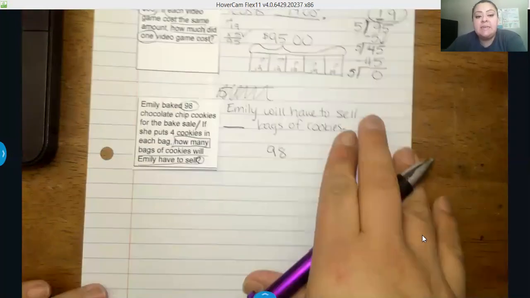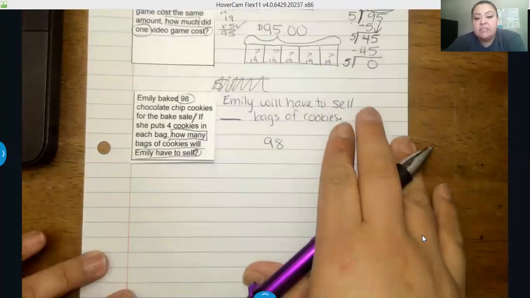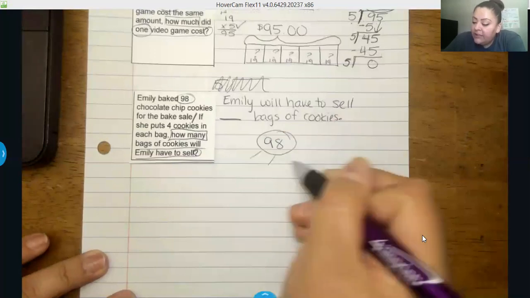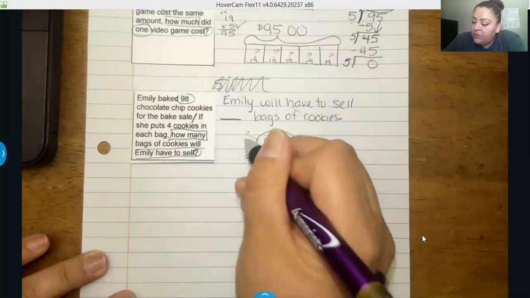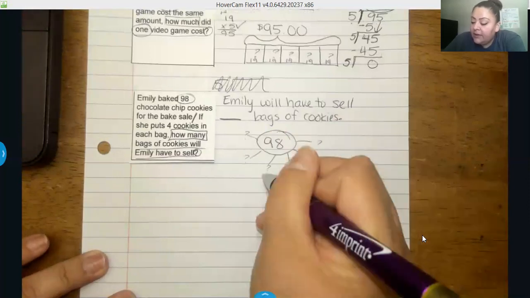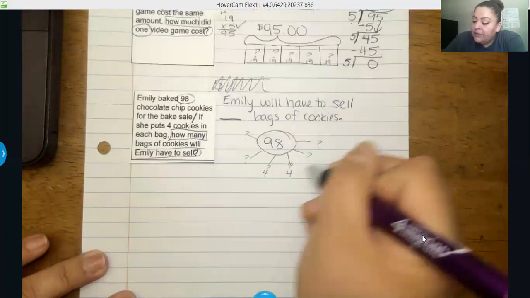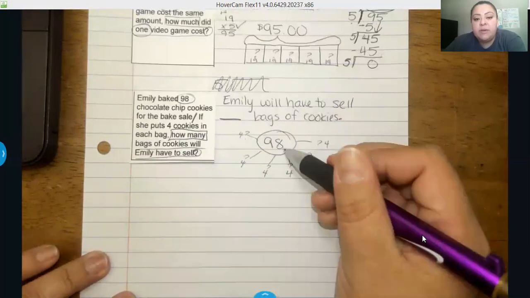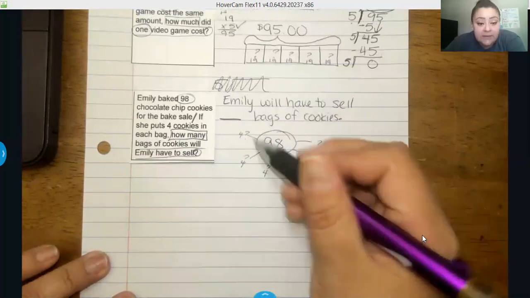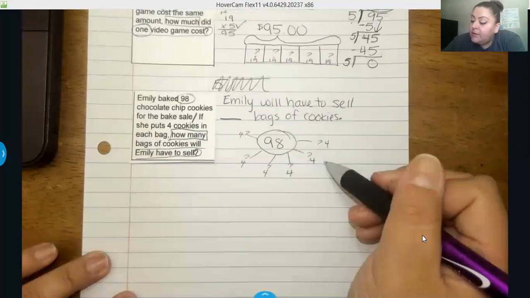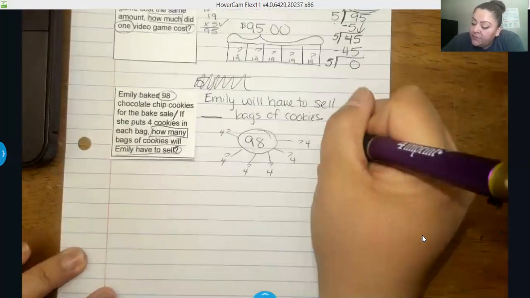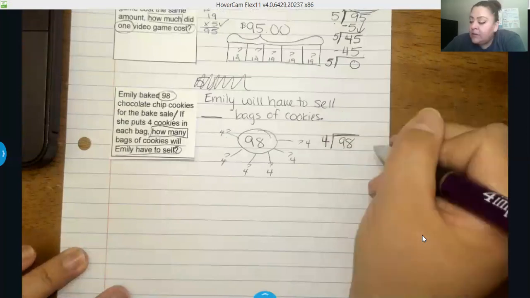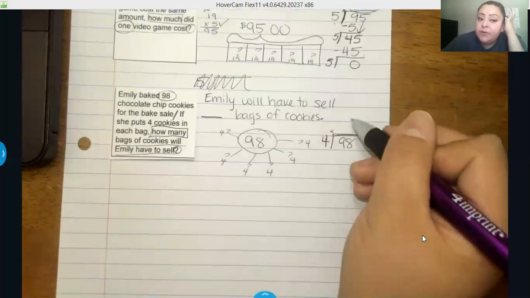So she baked 98, okay? And she's saying that however many bags that she needs, which we don't know, right? Each of them are gonna have 4. The issue is we don't know how many bags she's gonna need. So I have my total, but I don't know how many, so that means I'm gonna need to divide to see, okay? So my divisor is 4, and my total is 98. Pretty similar to what we just did a second ago with the first problem, okay?